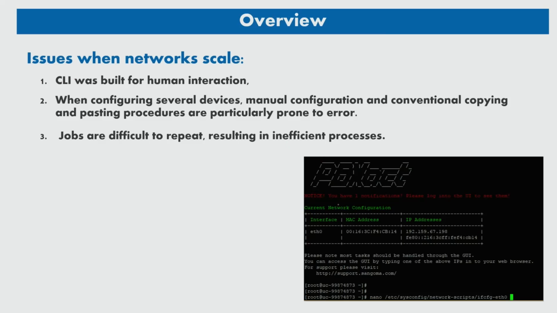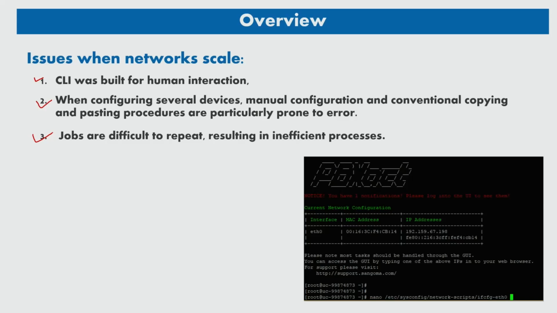First, CLI was actually built for human interaction, with setup speeds limited to the speed at which the person can work. Second, when configuring several devices, manual configuration and conventional copying and pasting procedures are particularly prone to error. And third, jobs are difficult to repeat, resulting in inefficient processes. So, network engineers can execute more optimal workflows by leveraging tools that are often used in software development, such as employing version control systems to store network configurations.